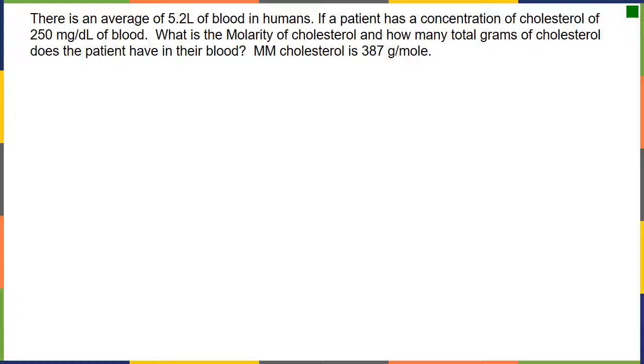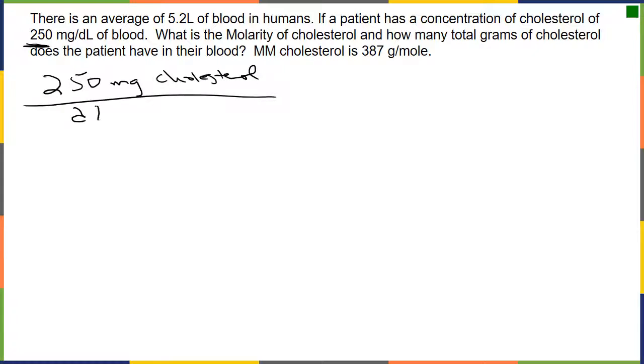So let's look at a cholesterol question, just because it's maybe a little more interesting than just straight chemicals. If we have 250 milligrams per deciliter of cholesterol, and by the way, that's the units your cholesterol comes in. So let's consider this, 250 milligrams of cholesterol per deciliter of your blood. Now note a deciliter is equal to 0.1 liters.